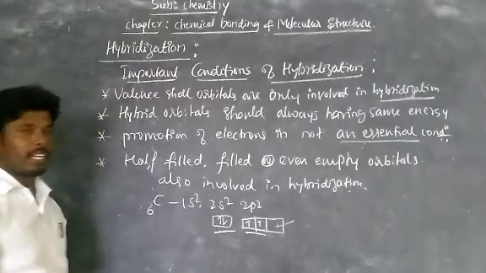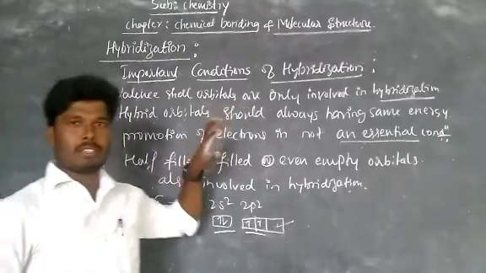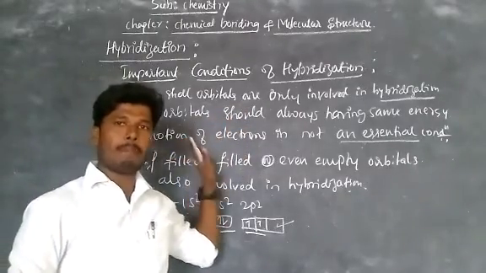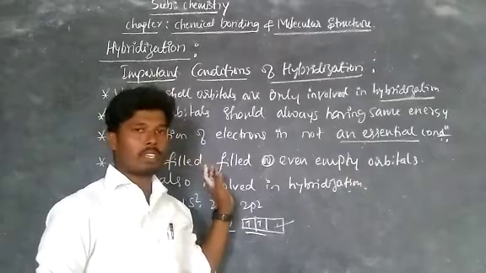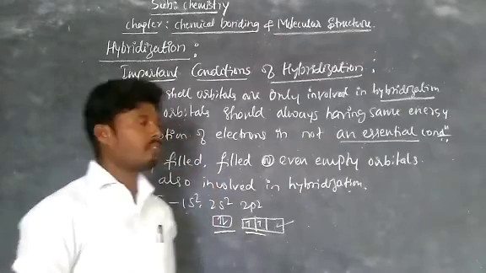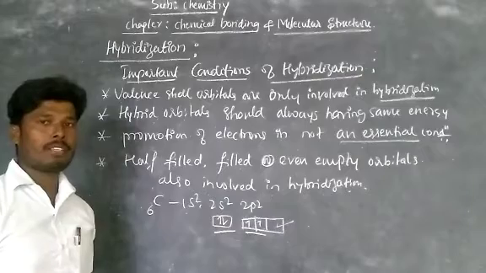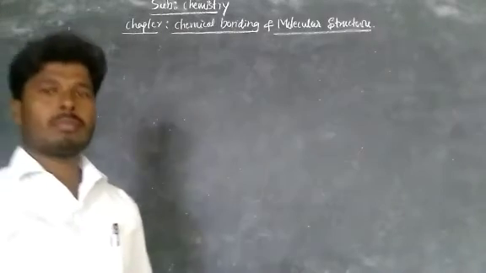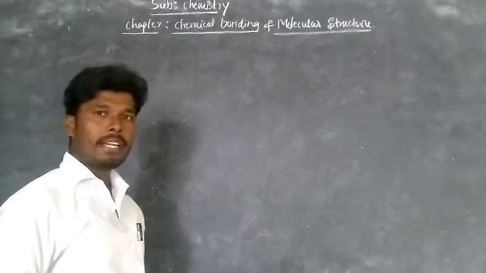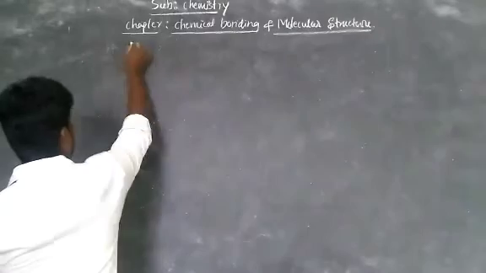These are some of the conditions to form hybridization. Now we are going to study some examples. After knowing the conditions, we are going to study types of hybridization. Then the next concept is types of hybridization.